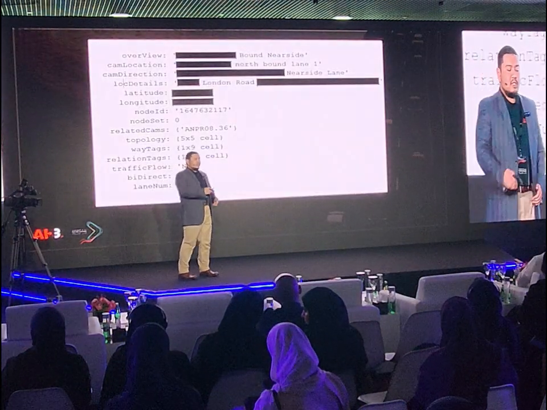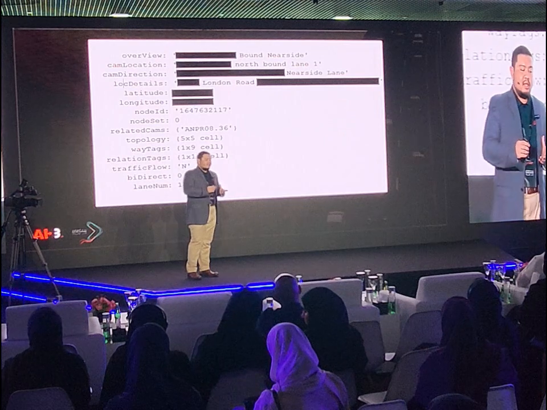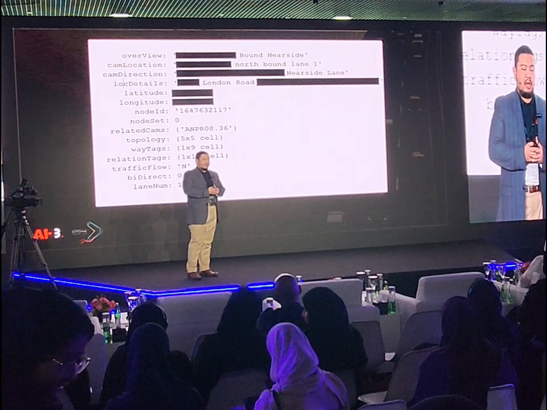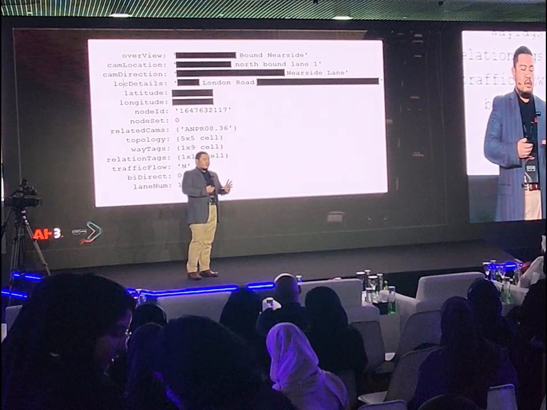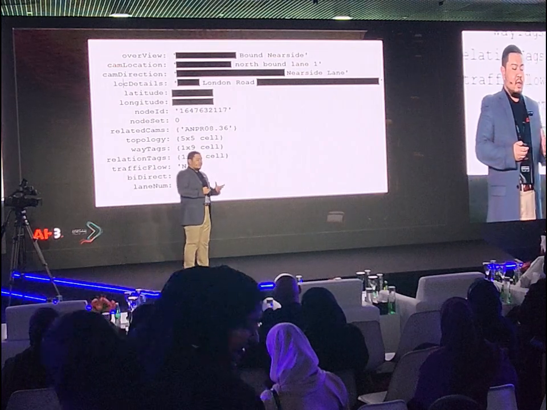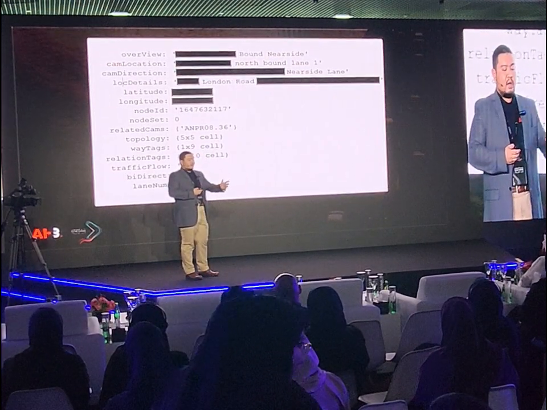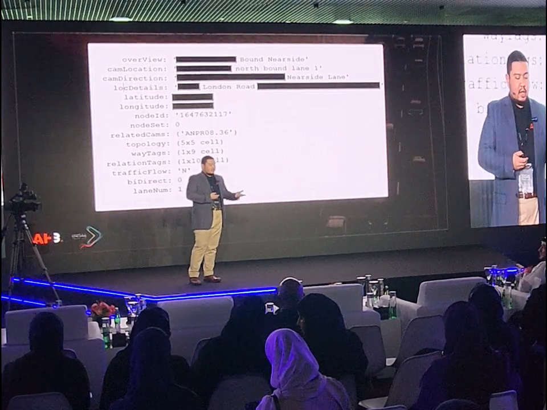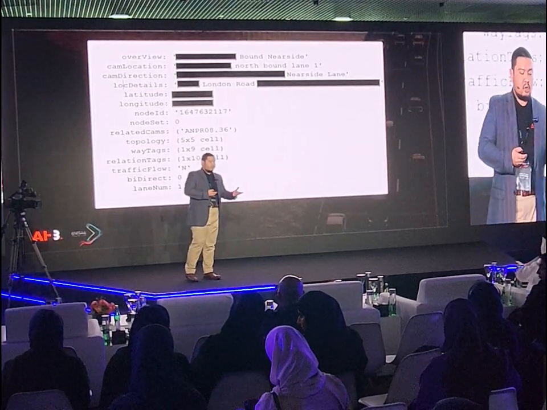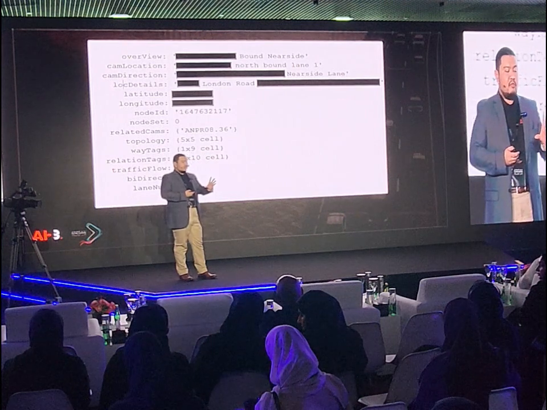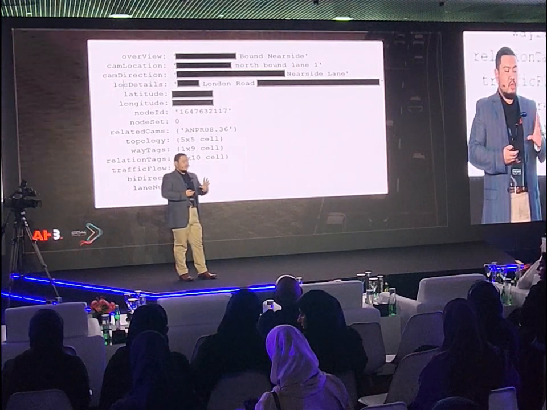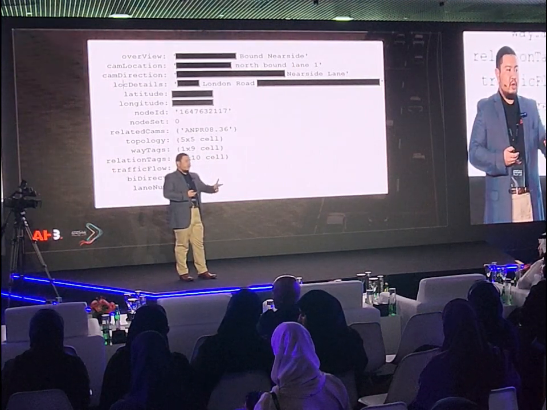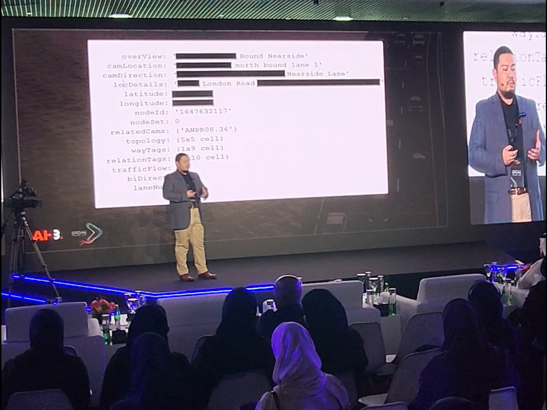So what you can see here is the metadata generated by an ANPR camera. There are very important details in this, like the camera location, camera direction, the latitude, the topology, and so on. These details are very important if you want to process further or apply AI to your ANPR data.